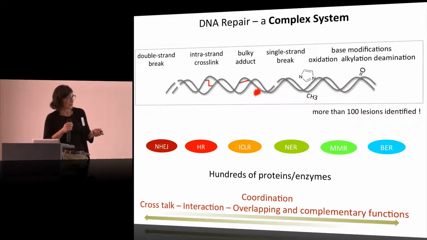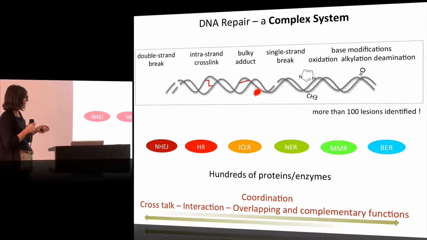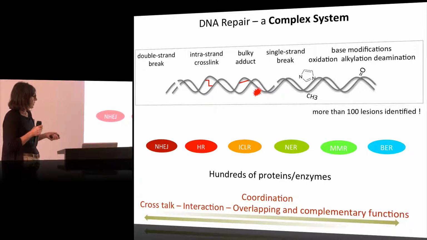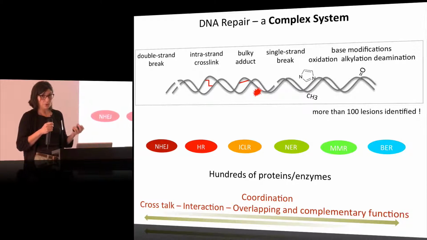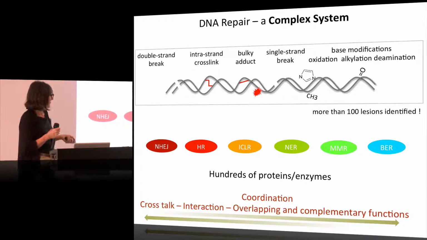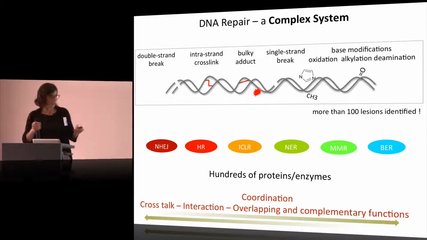And these different subpathways are called non-homologous end joining and homologous recombination. These two repair double-strand breaks. Interstrand crosslink repair repairs those crosslinks here, like that. Nucleotide excision repair repairs the bulky adducts that induce double helix distortion. Mismatch repair repairs mismatches. Base excision repair removes those small base modifications. So very specialized pathways that are able to cope with any lesion formed.